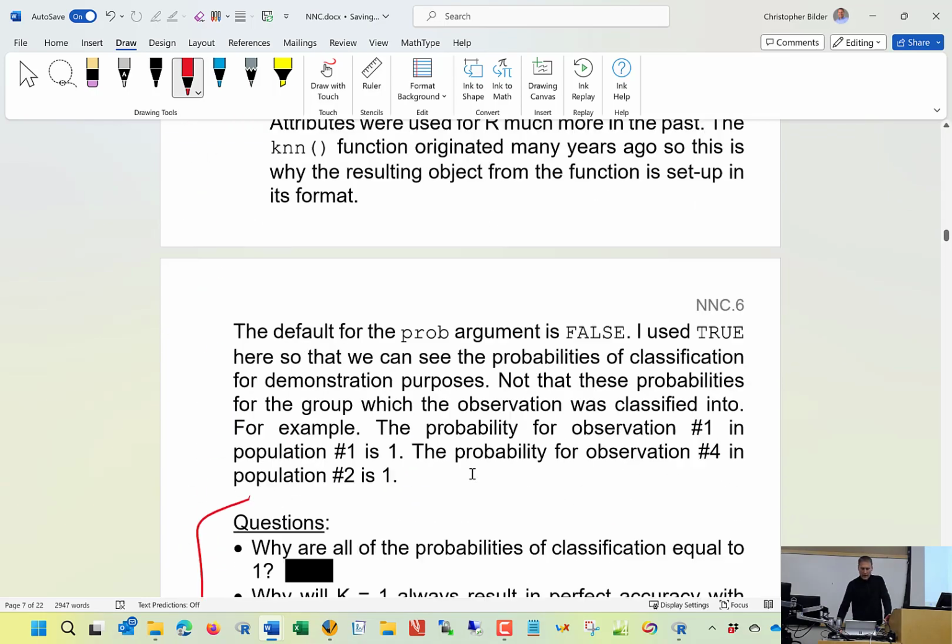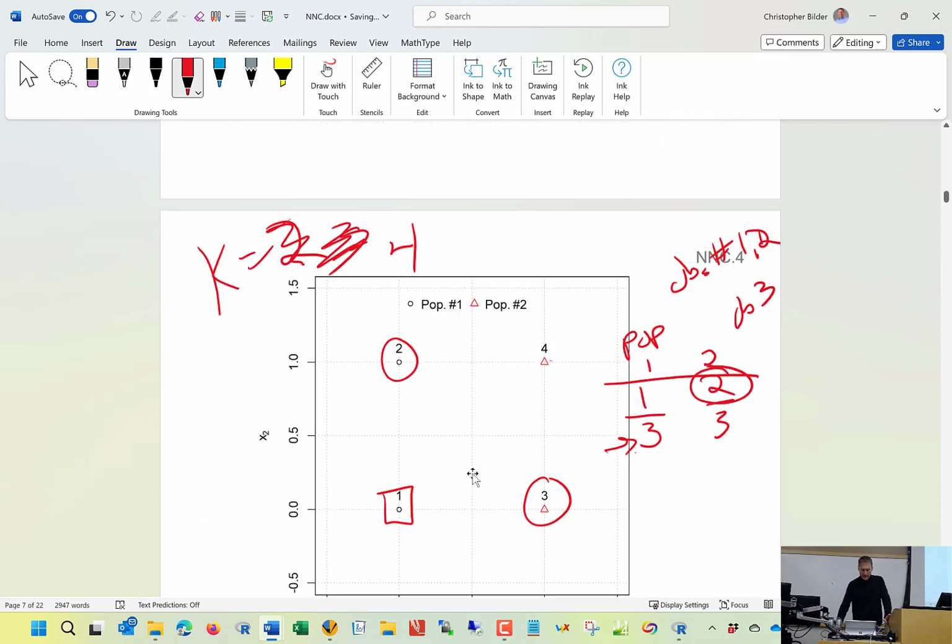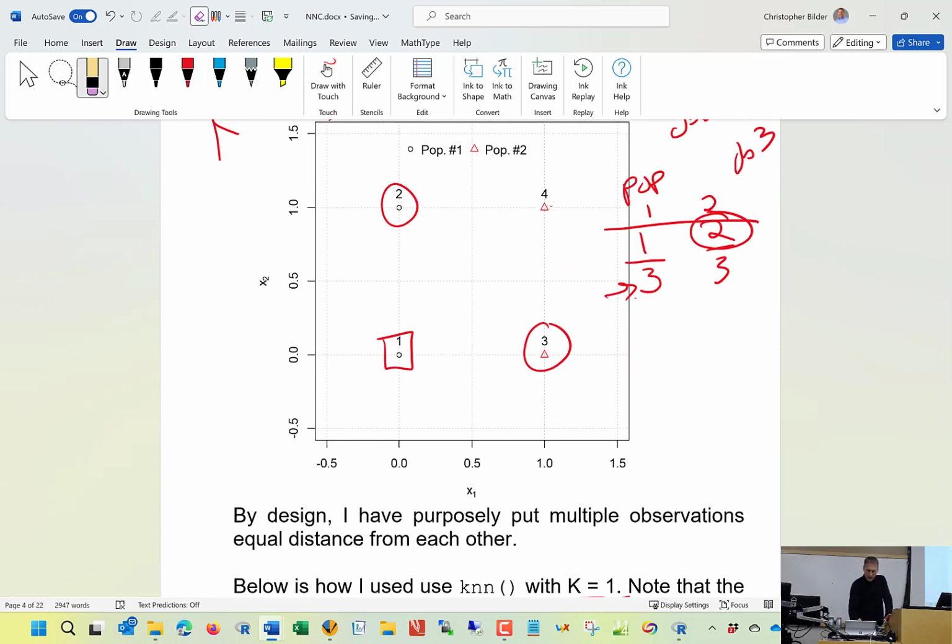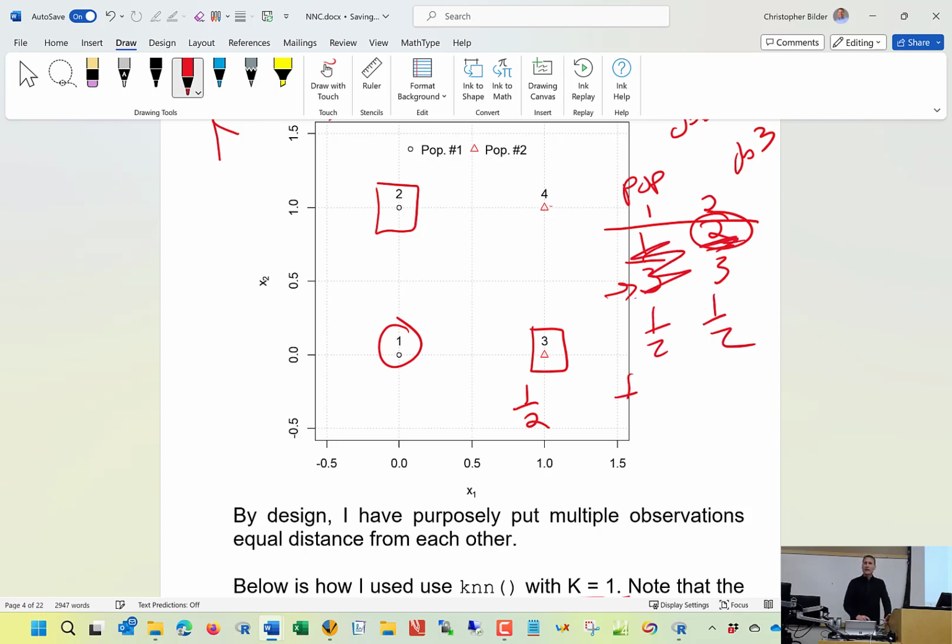So why am I having 0.5 here? Well, let's go back to our plot. We'll think about observation 1 once again. So this is what I want to classify, and I look at which one observation is closest to it. Well, we have a tie, 2 and 3. And so because of that, R takes all the observations in the tie and has 1/2 and 1/2 here, and then R breaks it at random in terms of the actual final prediction.